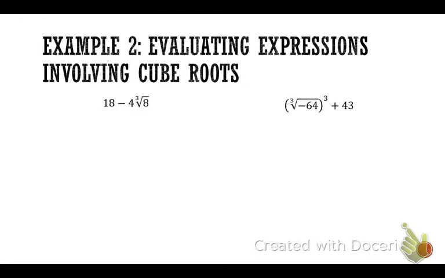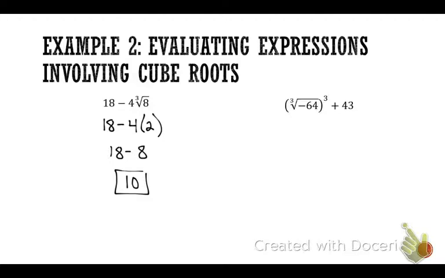Okay, so more evaluating expressions. And again, order of operations definitely comes into play here. So we have 18 minus 4 times the cube root of 8. Would I do 18 minus 4 first? No, don't do that first. I do my multiplication. The cube root of 8 is 2. So 4 times 2 is 8. And then I do my subtraction to get 10. All right? So order of operations is critical. On a problem like this, it would definitely lead you to the wrong answer if you solve out of order.